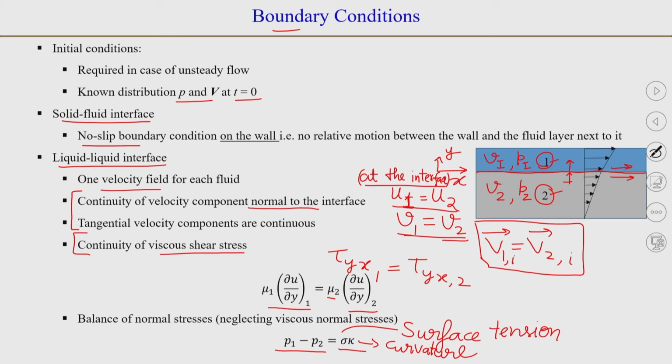For a sphere, we have kappa is equal to 2 by r. Okay. So, those will be P 1 minus P 2, which are pressures. We have not considered here viscous normal stresses, but if there are viscous normal stresses, then we can say P 1 plus the viscous normal stress in fluid 1 minus P 2 plus viscous normal stress in fluid 2 will be balanced by force due to surface tension. Okay.